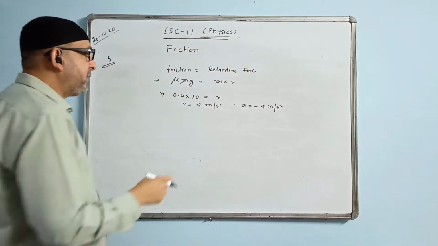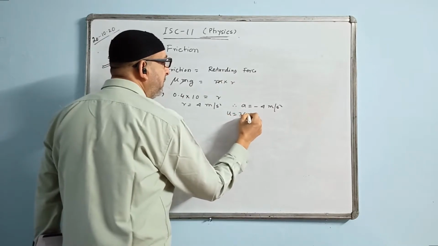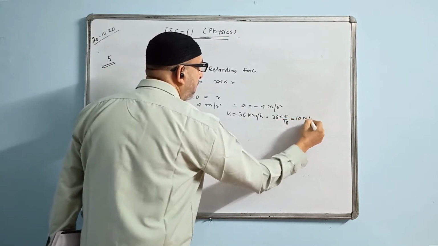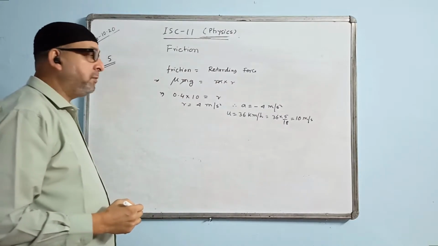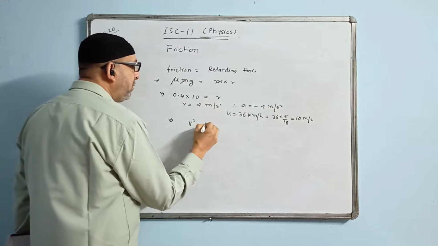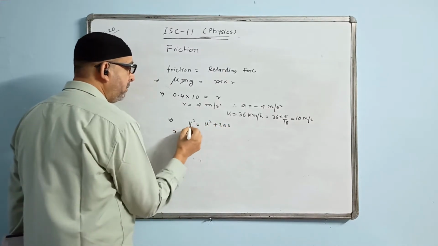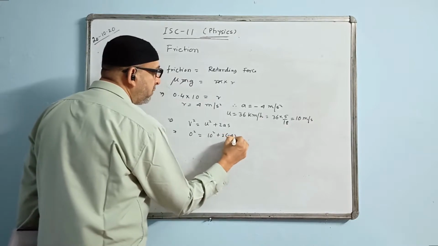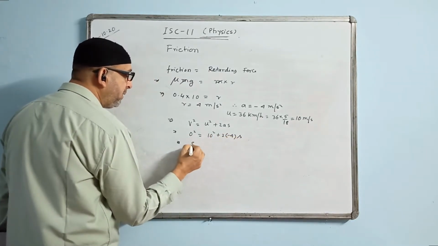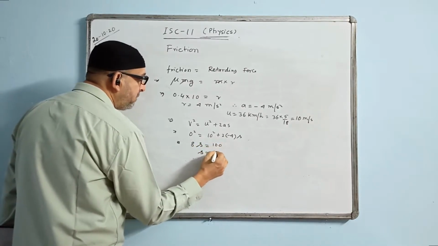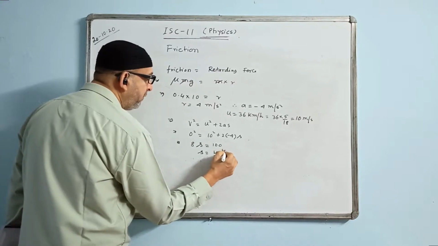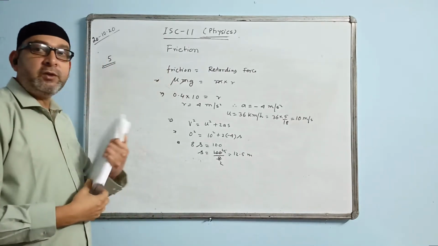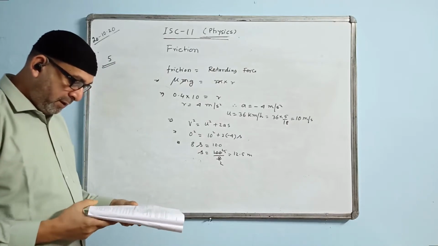And it is traveling with a speed of 36 km per hour. U value is 36 km per hour. Change in meter per second, 5 by 18 is coming 10. 10 meter per second. You have to find the distance before it comes to rest. Shortest distance. That means v squared equal to u squared plus 2as. V is 0 because we are bringing it to rest. U is 10, 10 squared. 2 into minus 4 into s. Minus 8s will come, so 8s is equal to 100. Therefore, s value is 100 by 8, 12.5 meters. That means the distance traveled by the car is 12.5 meter before it comes to rest. That is the answer.